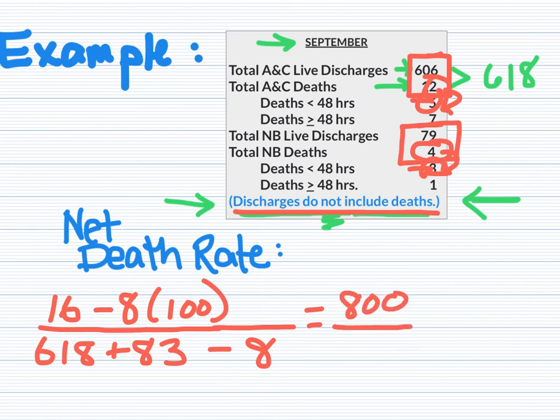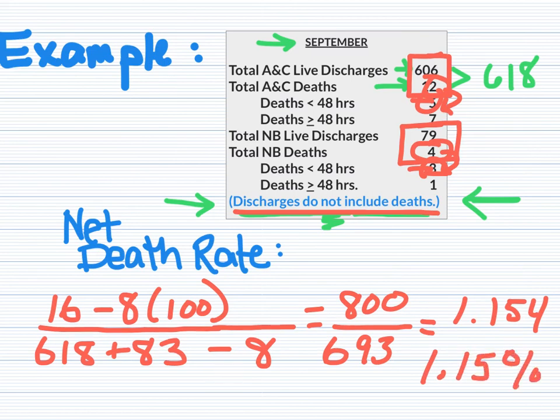Over 618 plus 83 minus 8, 693. This gives us 1.154. We change this percentage to 2 decimal places for our rounding, 1.15%.